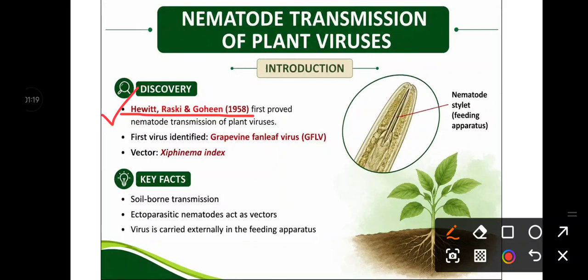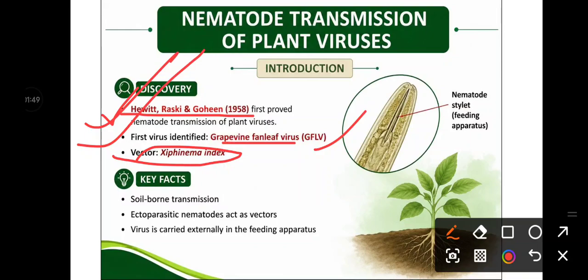So which virus did he identify? That is the Grapevine fanleaf virus, GFLV, and the vector he reported for the first time is the nematode Xiphinema index. So the first nematode reported as a vector for a plant virus, Grapevine fanleaf virus, is Xiphinema index. This is a very important question. Remember the scientist name, the first virus reported to be transmitted by nematode, and the first nematode reported as a plant virus vector.